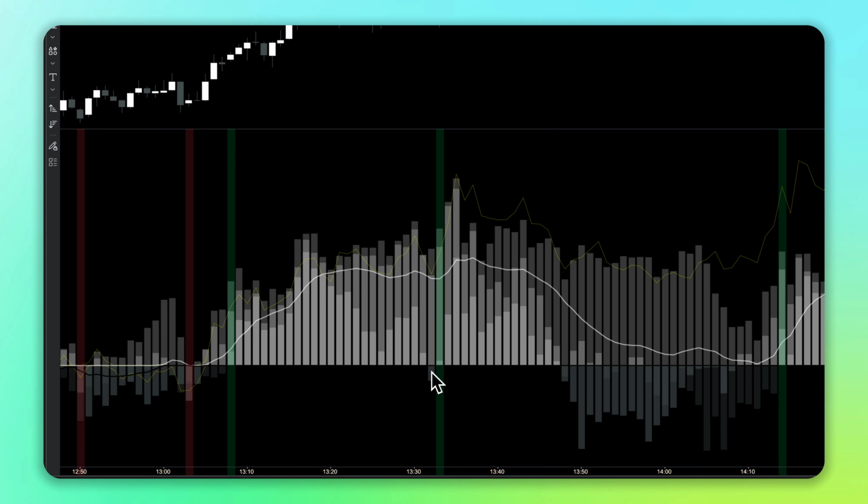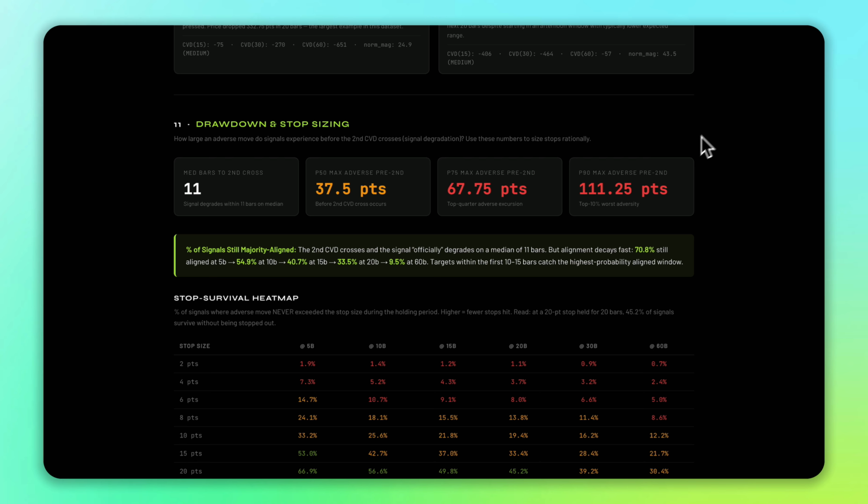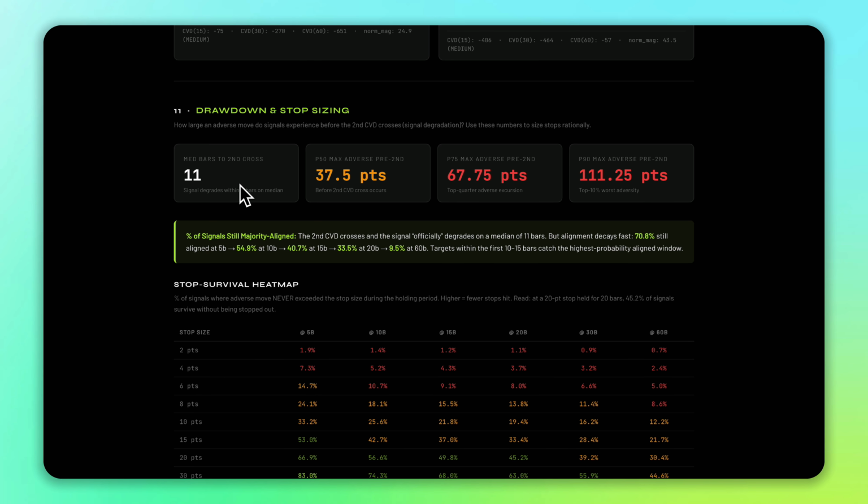If you remember back to here, when the signal happens, this is great. But as soon as one of the CVDs cross, we're saying, okay, the signal is no good anymore, right? So we're basically measuring from this signal to this signal. If price moved against you, how far did it move against you? You'll basically know within 11 bars that the signal is no good.